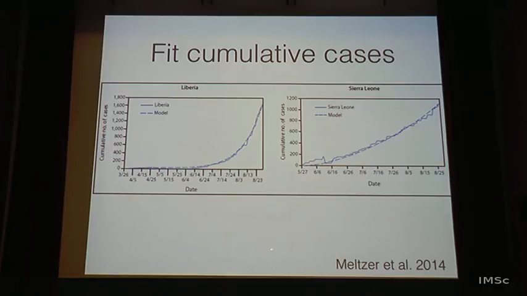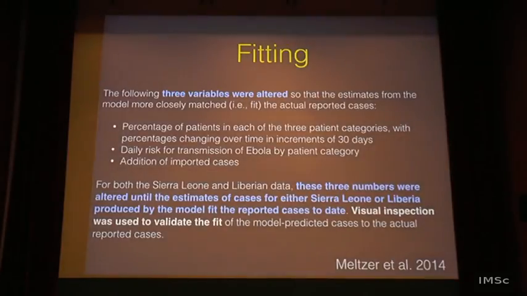But if you look at the methods they used to do the fitting, they don't use MCMC, they don't use some kind of optimization software. They just use some recipes, you know. They have three parameters, and the three parameters were altered until the estimates of cases for either Sierra Leone or Liberia produced by the model fit the reported cases to date. Visual inspection was used to validate the fit. So that's the kind of thing that everyone can do.